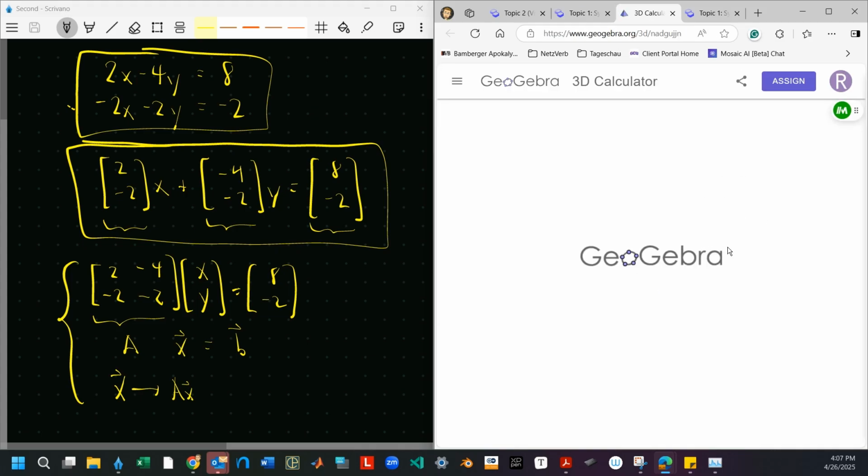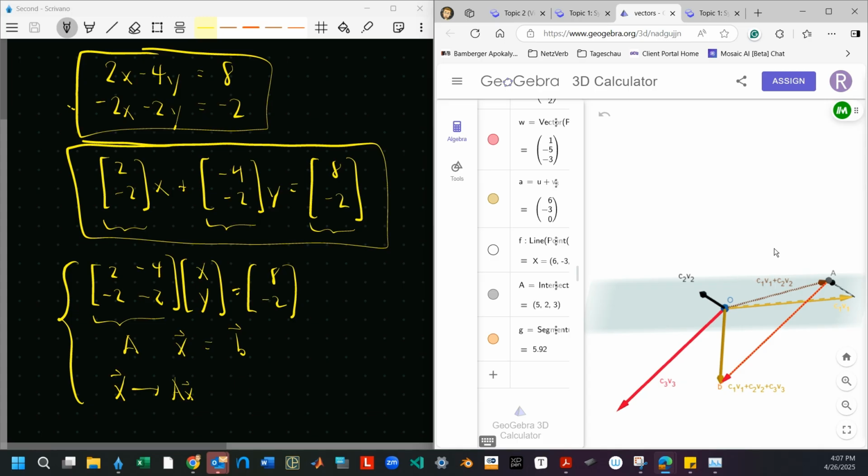Let's see if this one will show up. Yeah, okay, so this one's showing up. So there's the B that I'm interested in getting. Here's the direction of my three vectors.